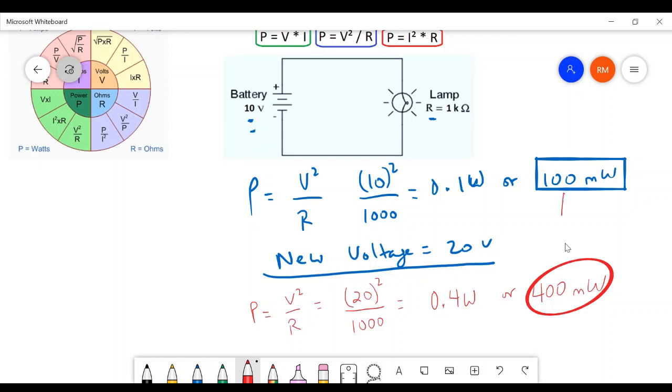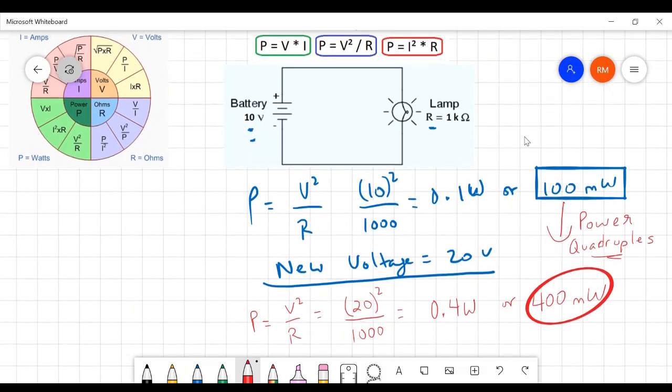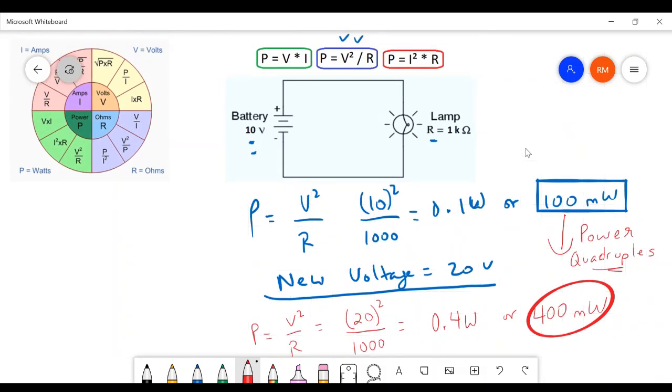Look at the change. You think if you double the voltage, your power doubles? No. Your power consumption quadruples. Why is that? Well, look at the formula itself. The formula lets you know that if you double the voltage, the power just doesn't double. It goes up exponentially. It squares it. So doubling the voltage will quadruple your power consumption.